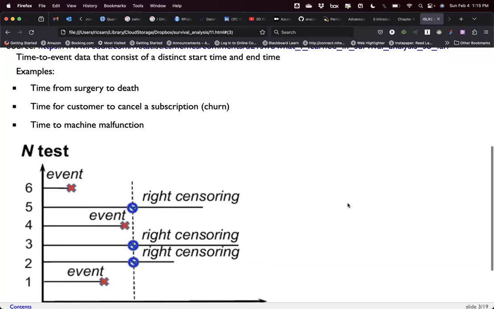Also, reliability analysis is another terminology for time to event. We want to know what is the probability of a certain component or a certain machine to malfunction, and we use these techniques especially to try to determine that.